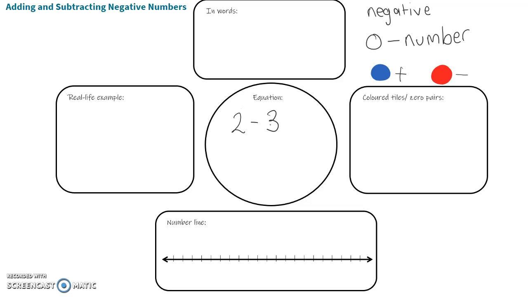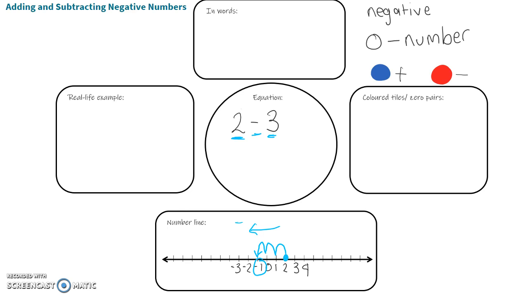So if we have a look on the number line, let's chuck in some numbers. I'm starting off at 2, so I'm going to draw a dot at 2. And I am taking away 3, so I'm going to go backwards because I'm taking away. I'm going to go back by 3: 1, 2, 3. And that gets me to -1 because I'm taking away a number that's bigger than the number I started with. So I'm going to end up with a negative.